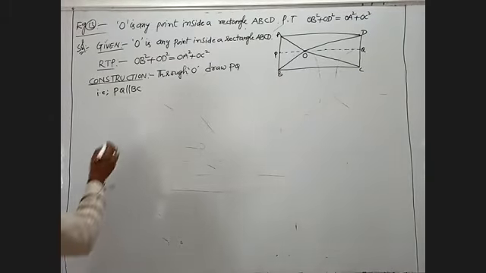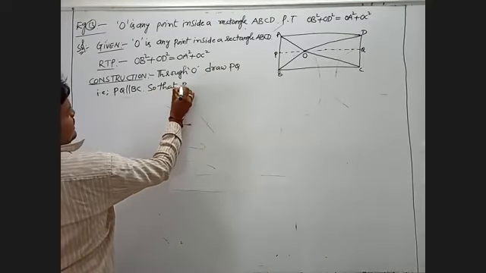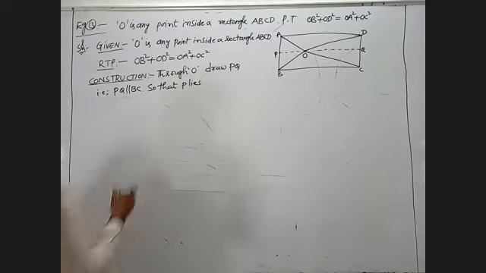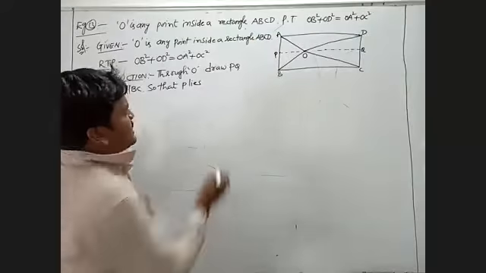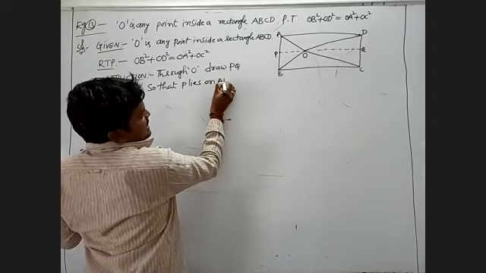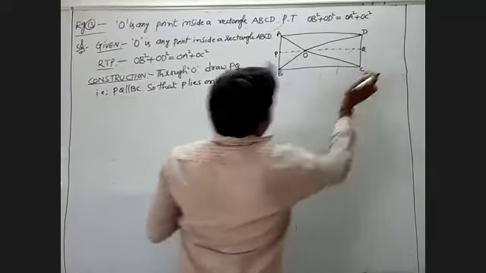Okay, show that P lies on AB, and Q lies on DC.